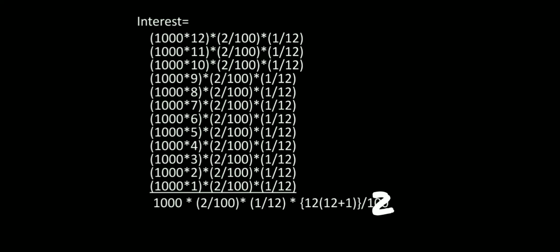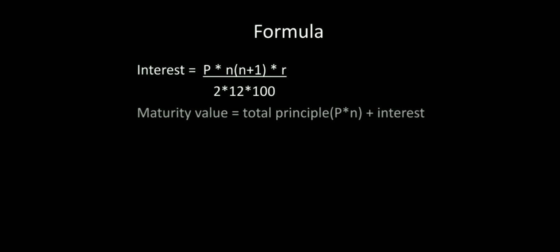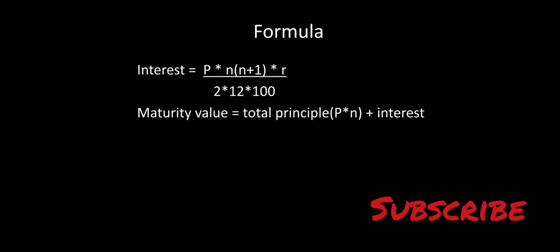Let's move further. The formula for the interest of the recurring deposit account comes out to be principal into n into n plus 1 into r divided by 2 into 12 into 100. And the maturity value will be total principal, which is p into n, principal into the number of months, plus interest. Let's go through a question.